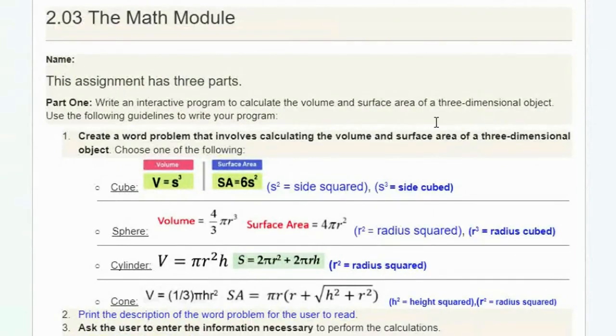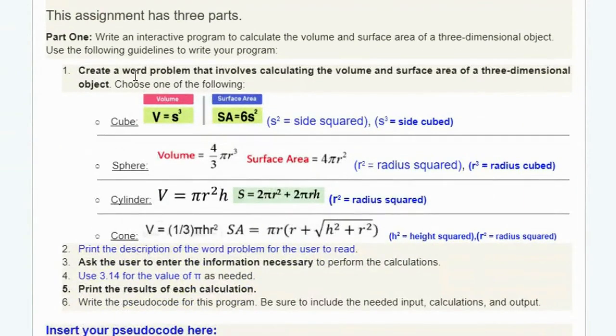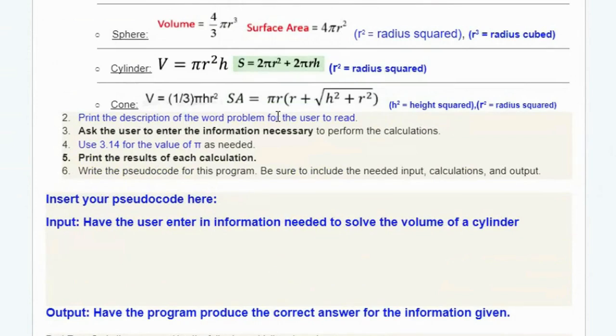Okay, here's your template you turned in. Create a word problem that involves calculating the volume or surface area of a three-dimensional object. You can choose a cube, a sphere, a cylinder, or a cone. And here's all the formulas. Print the description of the word problem for the user. Ask the user to enter the necessary information. Use 3.14 for pi if you need it, because not all of them use pi, but most of them do. And write the pseudocode. Print the results. Insert your pseudocode.